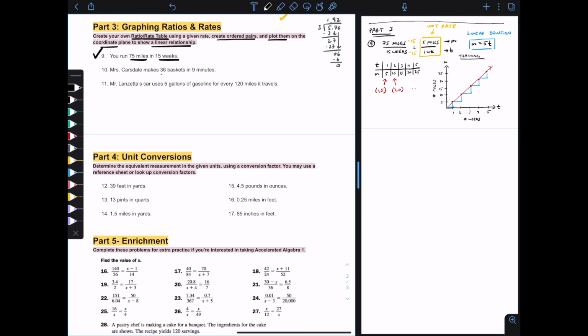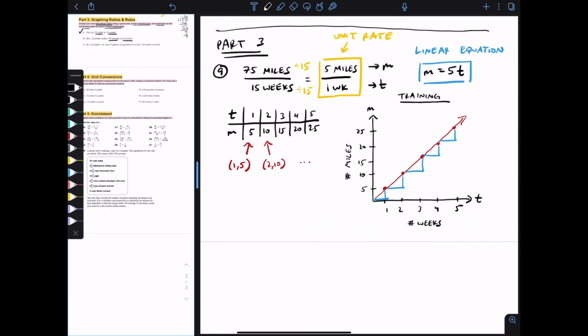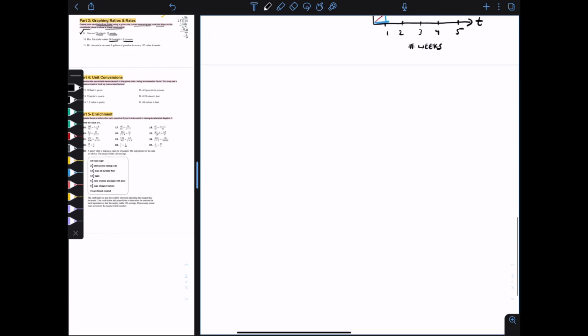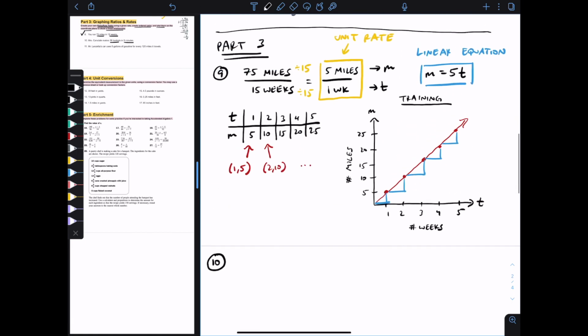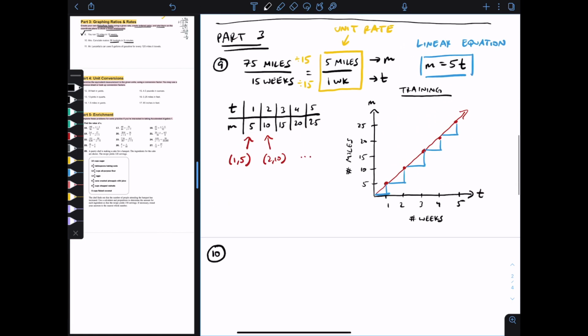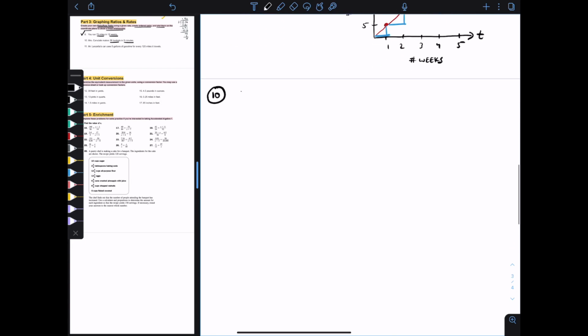Miss Carsdale makes 36 baskets in 9 minutes. So let's just do the whole thing over again, but we have a different rate. So 36 baskets in 9 minutes. So this is number 10. How did I go about doing this? Okay, so I might refer back to that, but it's 36 baskets. Maybe I'll write B for baskets in 9 minutes. So maybe I'll use M there for the minutes. I can write that nicer.